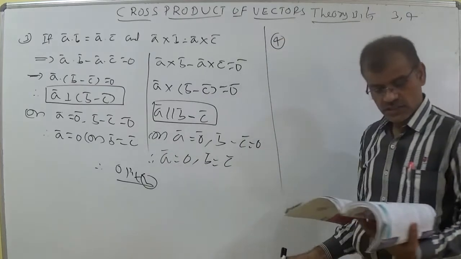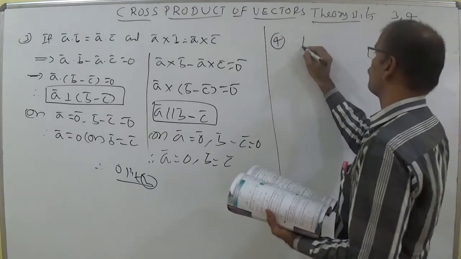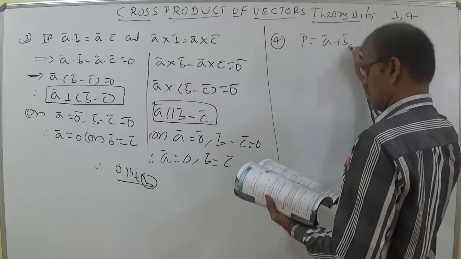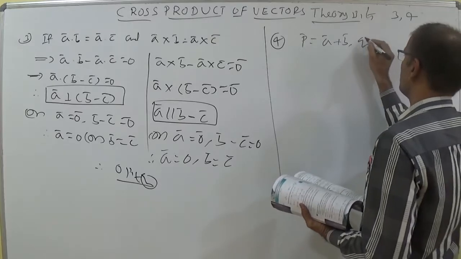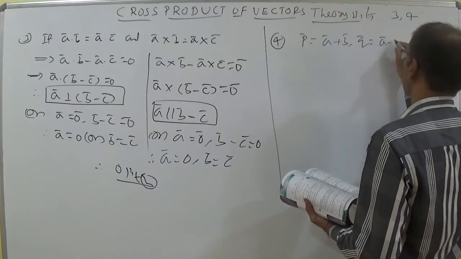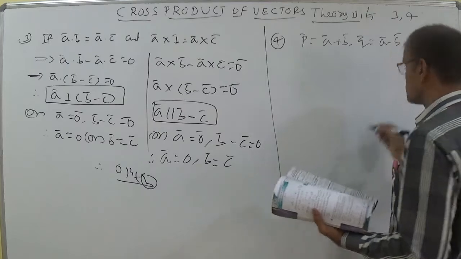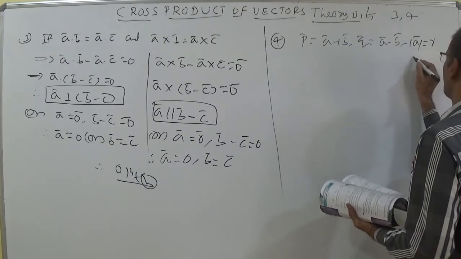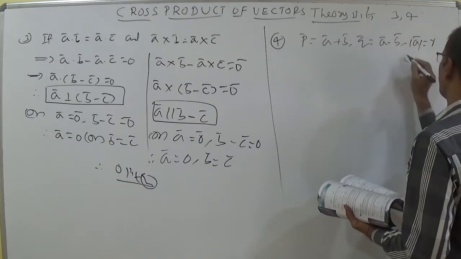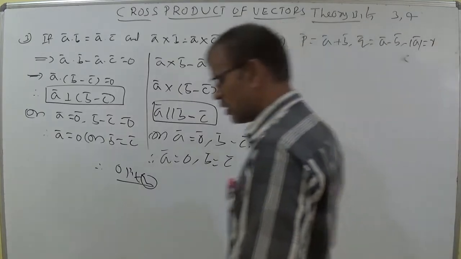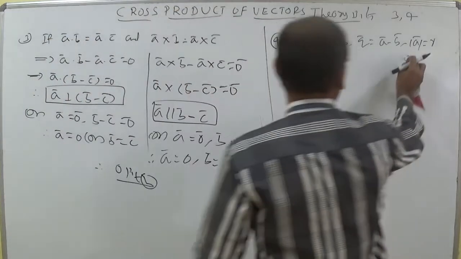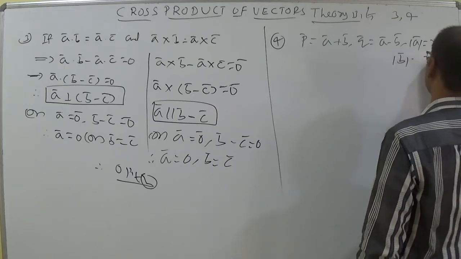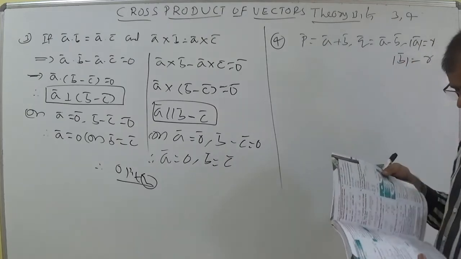Third question completed. Let us discuss the fourth question. In the fourth question, there is a print mistake. P bar is equal to a bar plus b bar and Q bar is equal to a bar minus b bar are given. The magnitude of vector a bar is equal to r, and the magnitude of vector b bar is also equal to r. Modulus of b bar is equal to r.